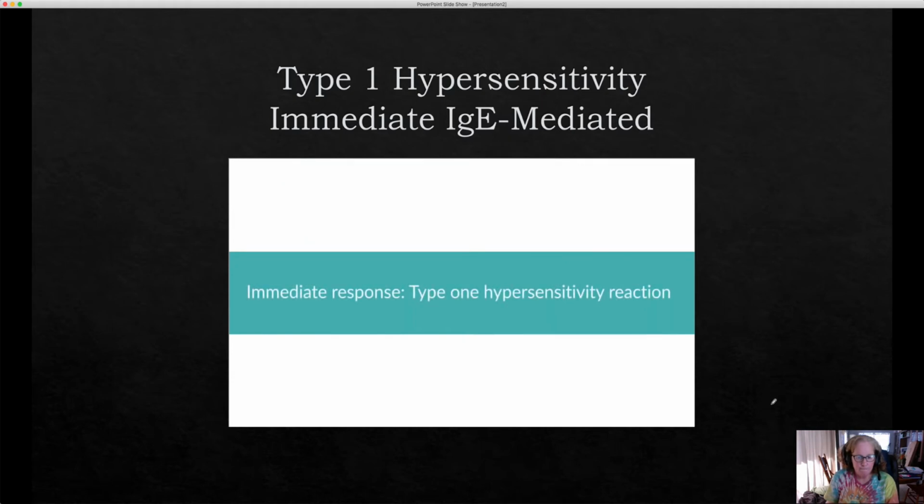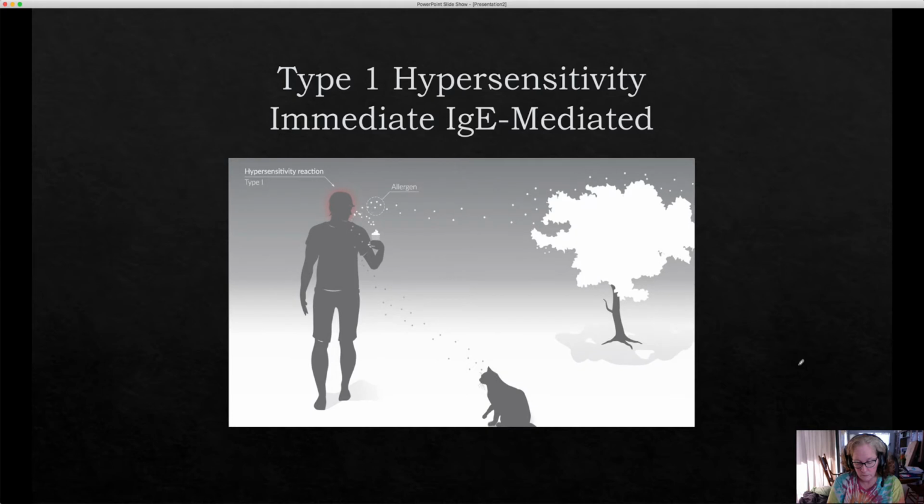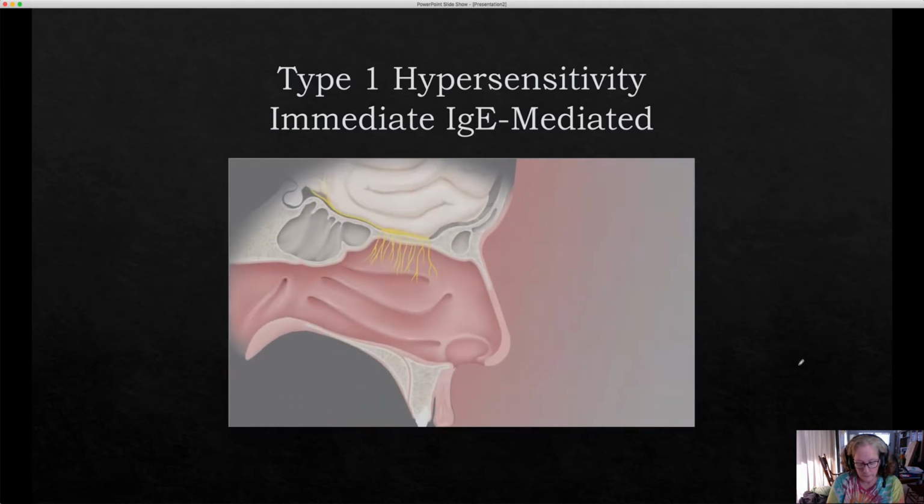Immediate response. Type 1 hypersensitivity reaction. A hypersensitivity reaction is when the body responds to an otherwise harmless substance which is normally ignored. In this case, the body recognizes the substance and triggers an inflammatory response. The usually harmless substance is called an allergen. The inflammatory response is colloquially referred to as an allergic reaction. An immediate allergic reaction is a type 1 hypersensitivity reaction and requires pre-sensitization.